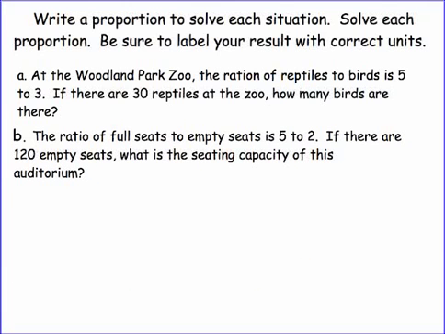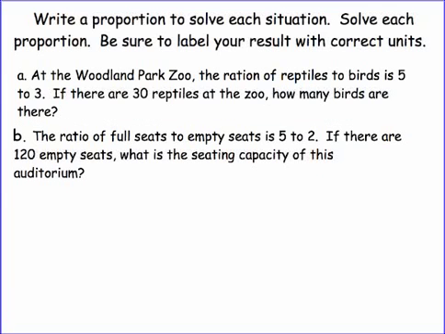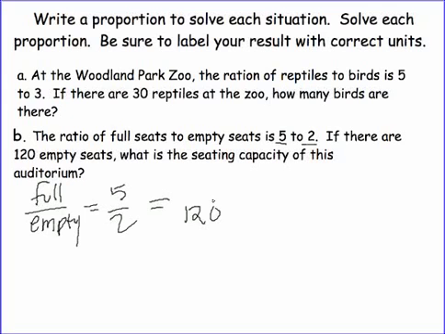The ratio of full seats to empty seats is 5 to 2. So I can do full to empty. Got to be consistent, make sure that I put the number of full seats on top. So the full is 5 over 2 to empty, okay? If there are 120 empty seats, they go on the bottom, so I put 120 on the bottom here. And what is the seating capacity of the auditorium?